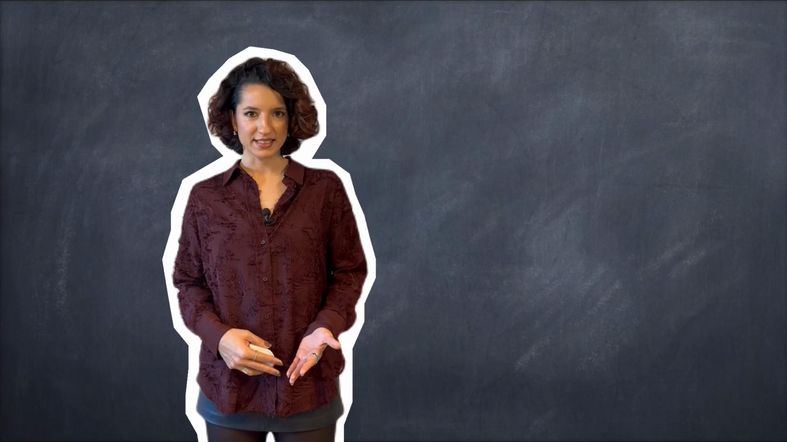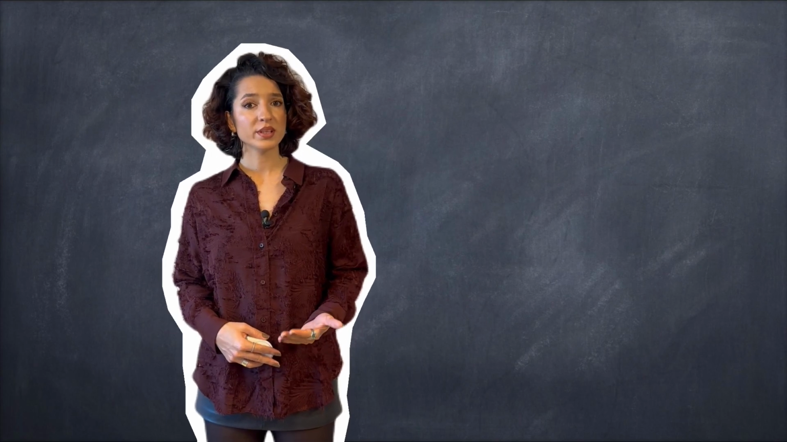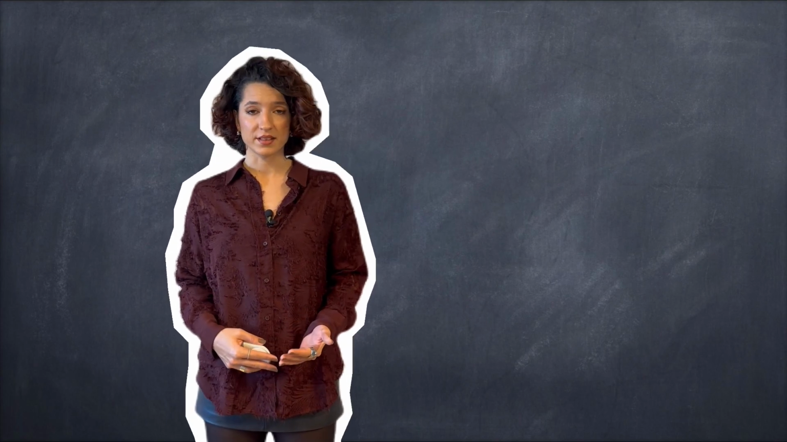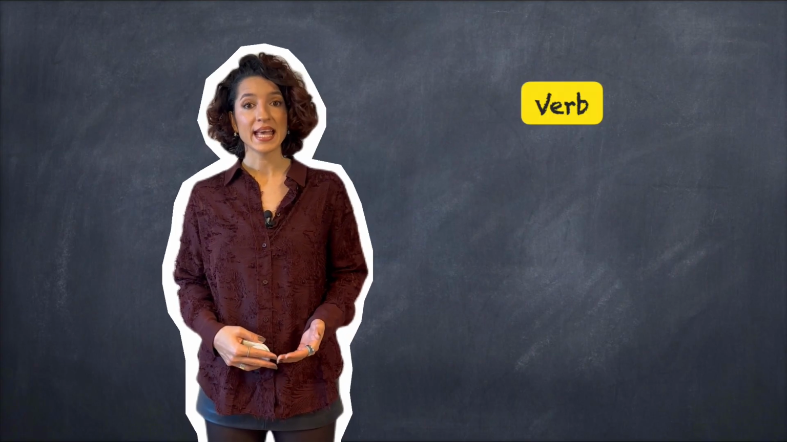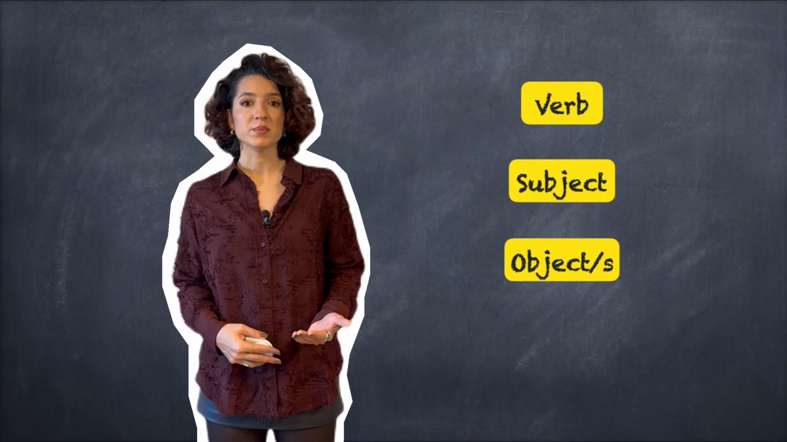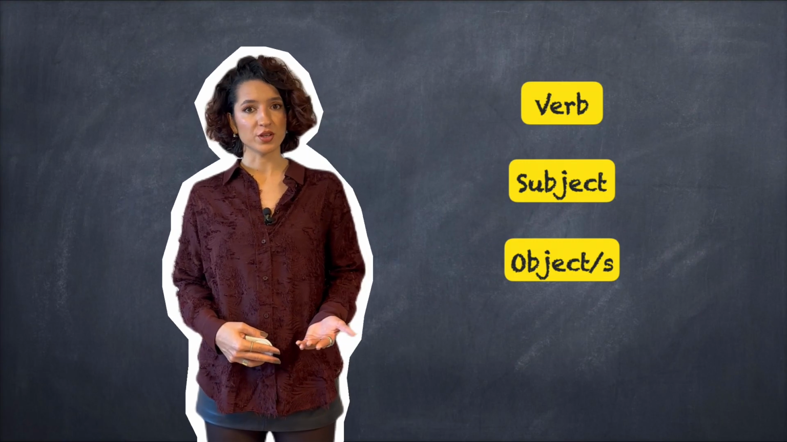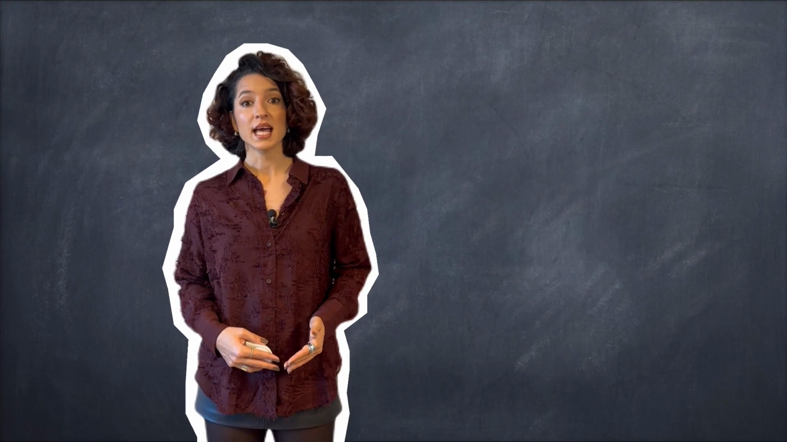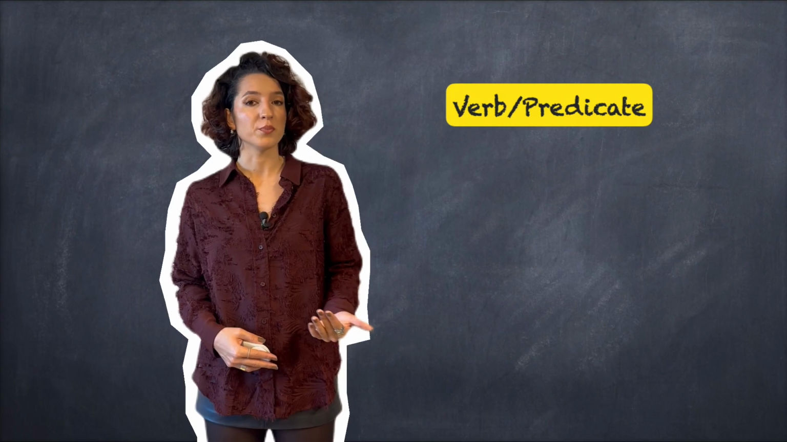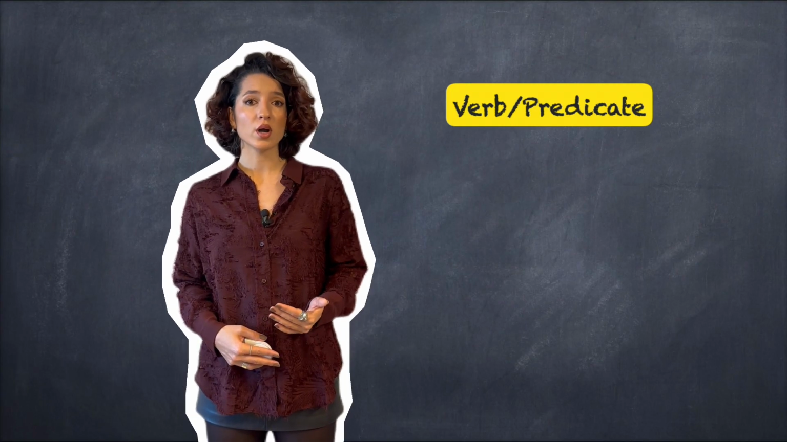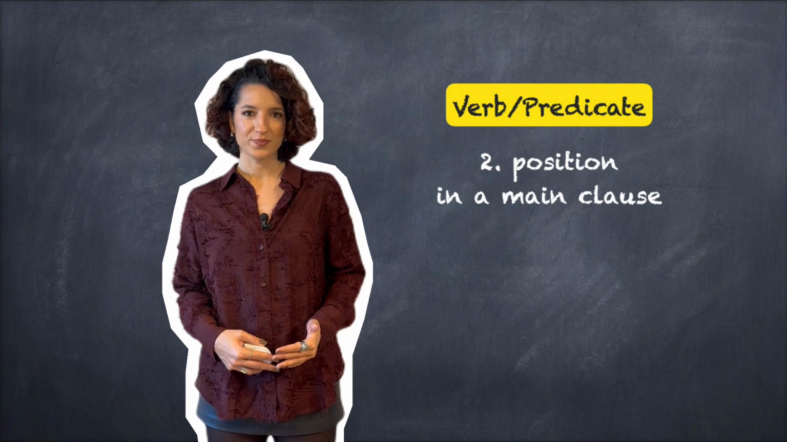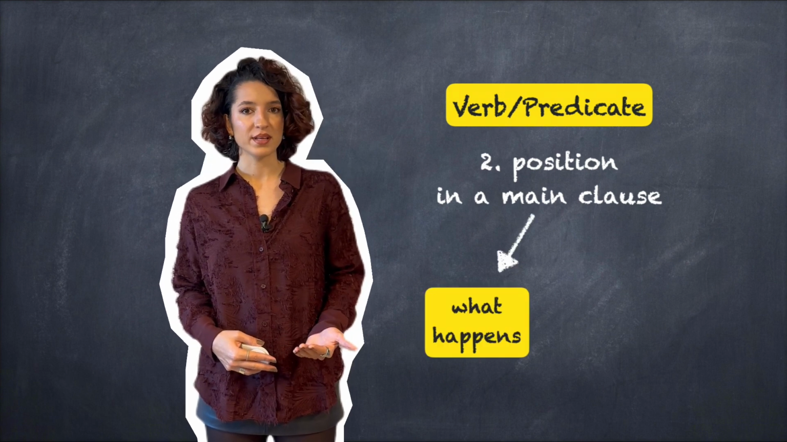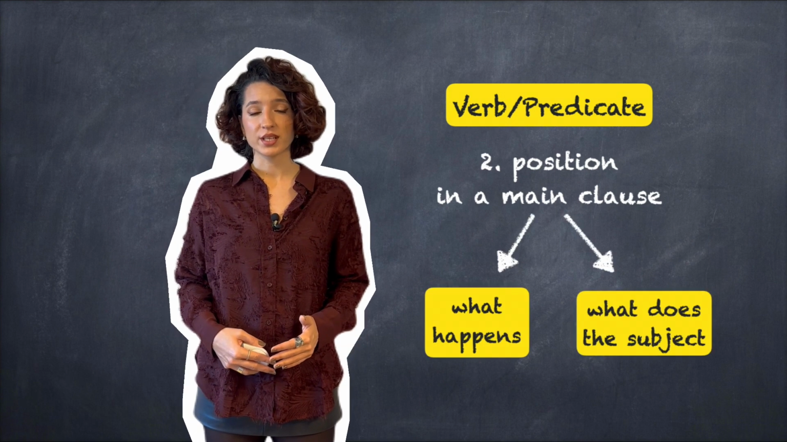Let's start with the basics. How do we determine the parts of a sentence? In German, we always have a verb, a subject, maybe some objects, and additional information. The verb, or we also call it the predicate, always occupies the second position in a main clause. It's telling us what is happening and what the subject is doing.